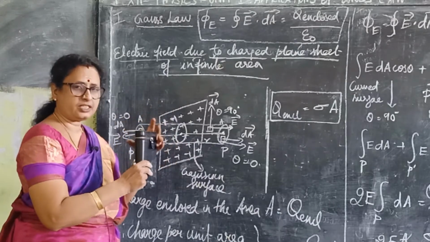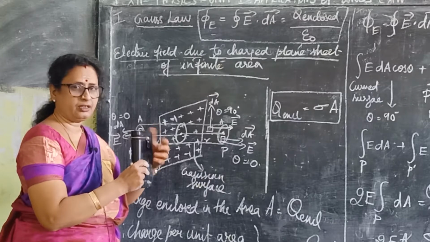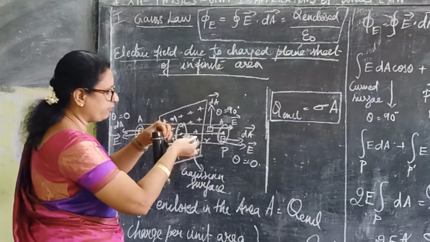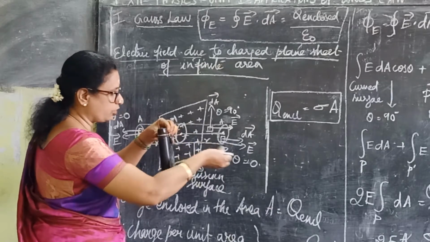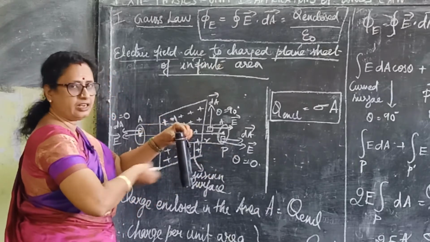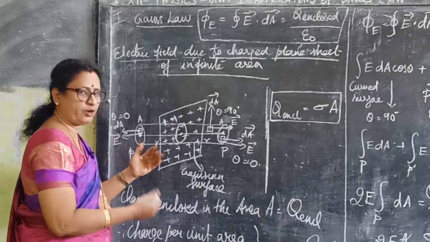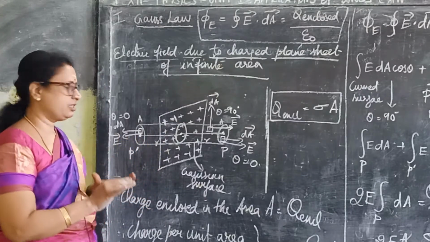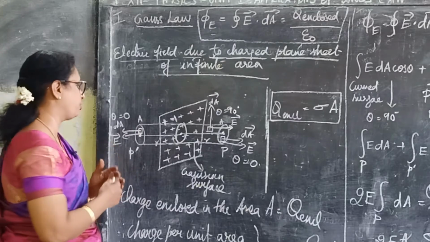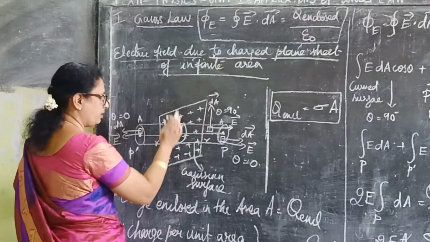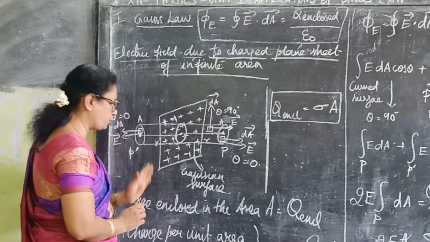So, we all know electric field will be emanating outwards from the positive charge. So, the electric field will be emanating outwards both on the right hand side and the left hand side. So, again the same case, we have to imagine a Gaussian surface. First we have to find the symmetry for that. So, let us consider a plane sheet which has positive charge stored in it.